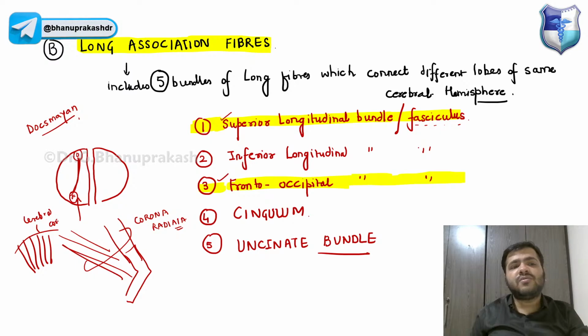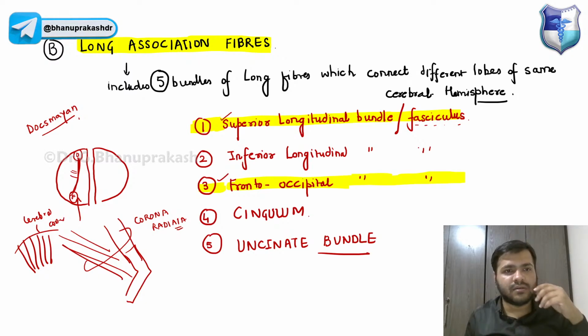Now, imagine a situation, guys. If the fibers, the superior longitudinal bundle, the fronto-occipital bundle or fasciculus, if these fibers are running continuously, the corona radiata will not be able to come up. The corona radiata will not be able to come to the cerebral cortex. It will find no space, guys, over here. Okay. Now, guys, what happens? What happens, guys, over here?